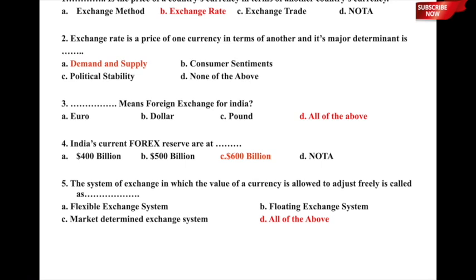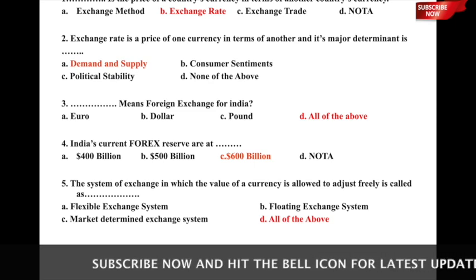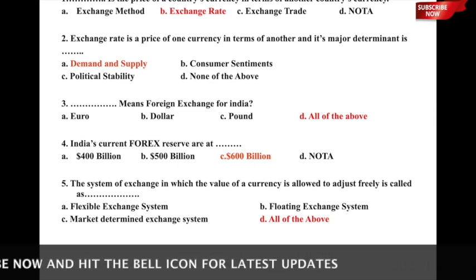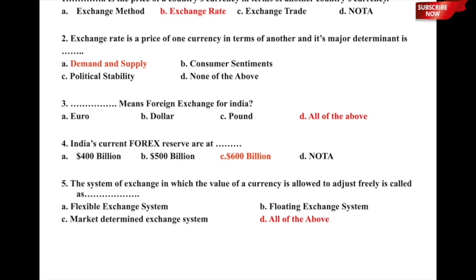Let us now move to question number 4. Very important question with respect to current sense. India's current forex reserves are at dash. The underlying options are A, $400 billion, B, $500 billion, C, $600 billion, or D, none of the above. So, here a very factual sort of a question, current oriented question. The current forex reserves with Indian government are in the tune of $600 billion, and therefore option C, $600 billion, is the correct answer to this particular question. I hope that is clear. Let us now move to question number 5.